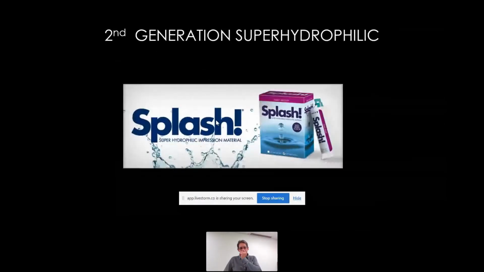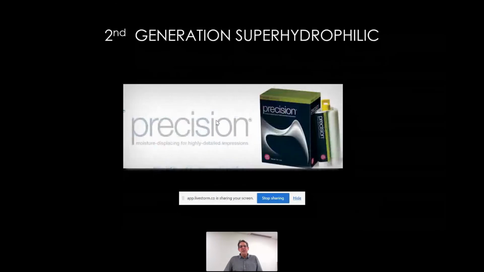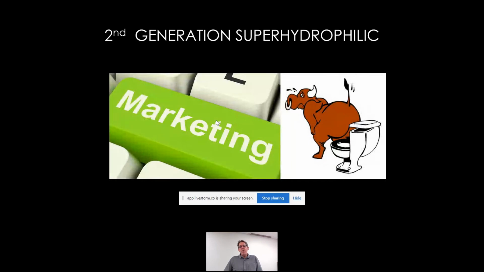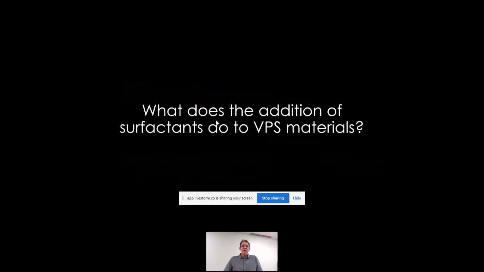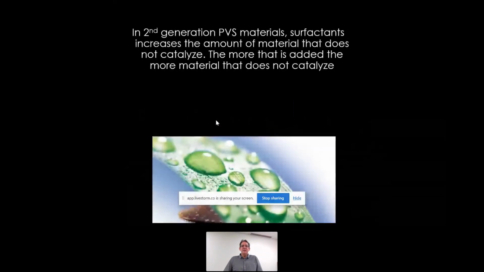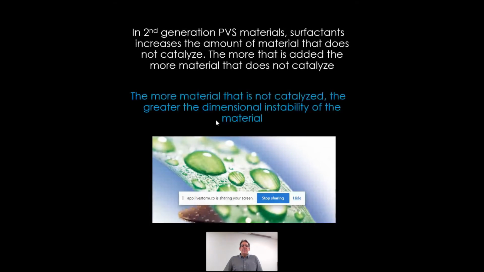But the challenge with these, and these are some classic examples, a product called Splash and a product called Precision, is that all of that was just simply marketing. Because when you look at the research, what does the addition of surfactants do to VPS materials? The more surfactant you add to the material, the more the material will not cure to 100%. And if the material doesn't cure to 100%, it's not going to be dimensionally stable.